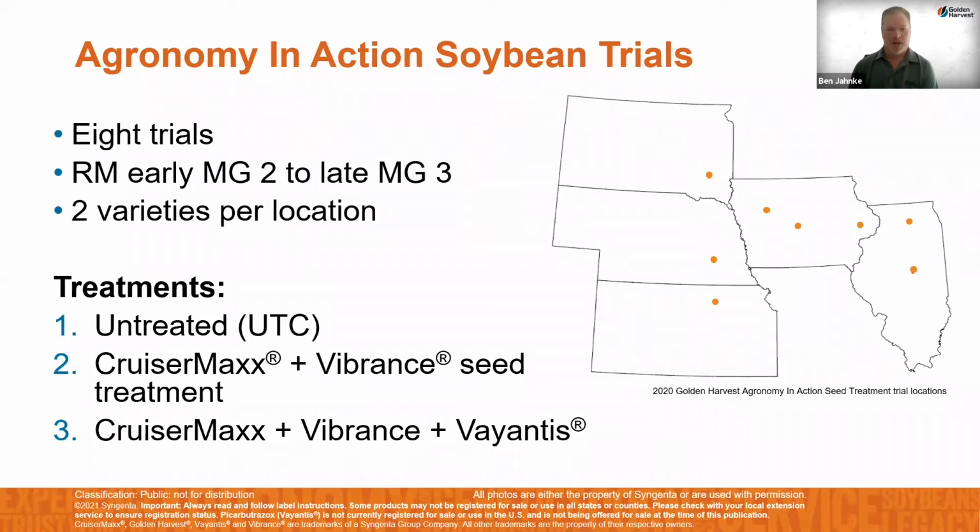I'll talk a little bit about our 2020 Agronomy in Action soybean trials. We had 8 trial locations, 2 varieties per location, with relative maturity groups from early group 2 to late group 3. Our treatments were simply an untreated check, Cruiser Max Vibrance, and Cruiser Max Vibrance with the addition of Viantis.